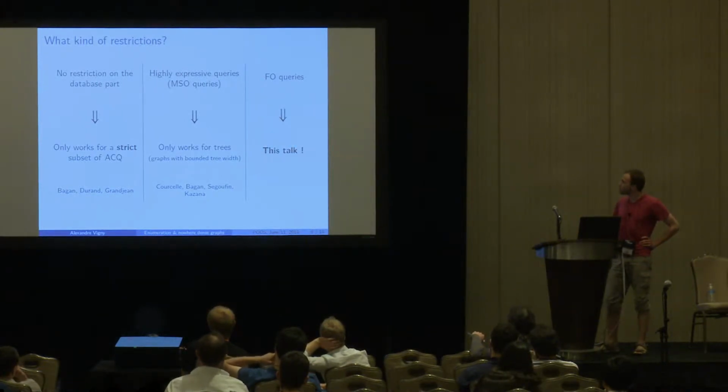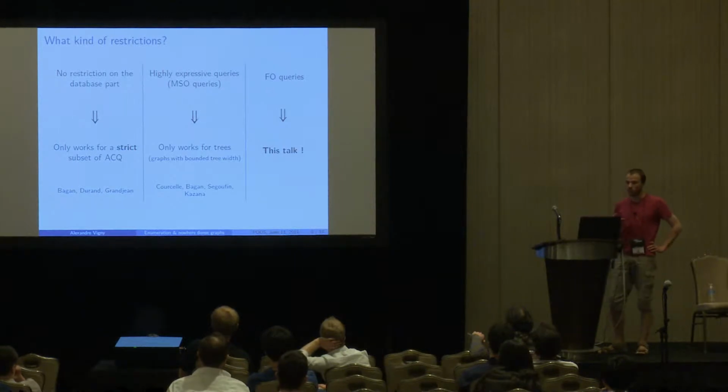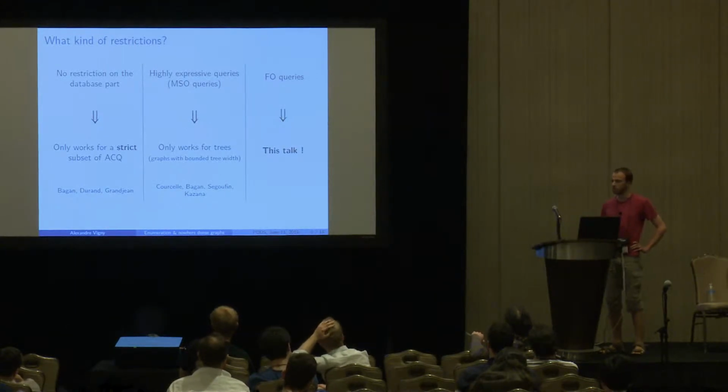So some work has been done in the following setting. We don't want to put any restriction on the database part. What queries can be enumerated efficiently? And as I just mentioned, it's not working for acyclic conjunctive queries. We have to go deeper. So a strict subset of acyclic conjunctive queries, which is free-connex. It has been mentioned like 5 minutes ago.